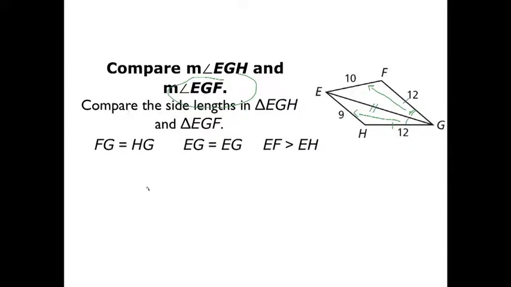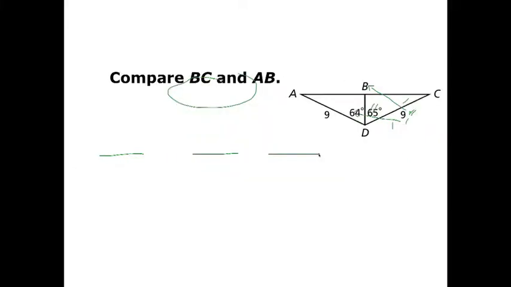Here are the two 12s. Here's the shared side. And then I'm looking at those two sides, EF and EH, the 10 and the 9, using the converse of the hinge theorem.